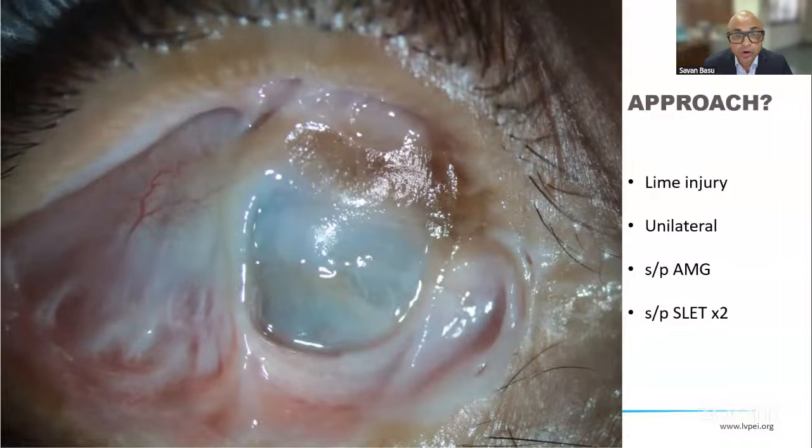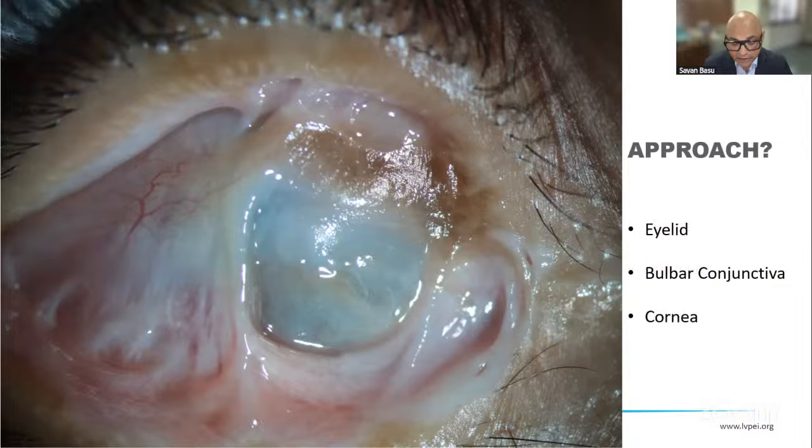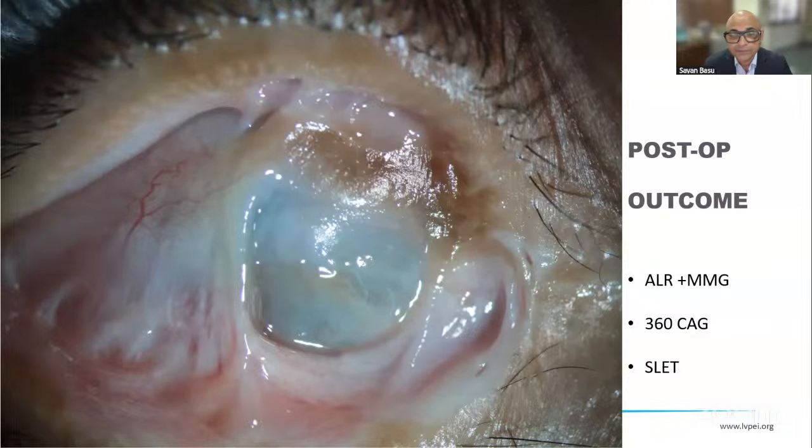If you have something more complex, like this, again post-lime burn, but again, just an illustrative example. If it's unilateral, then you have a lot to play with. This is post-amniotic membrane graft, post a couple of SLETs, but still with very aggressive recurrent limbal stem cell deficiency and ocular surface disease. Here, you have to address the lid, you have to address the conjunctiva, and you have to address the cornea. So all three reconstructions have to be done.